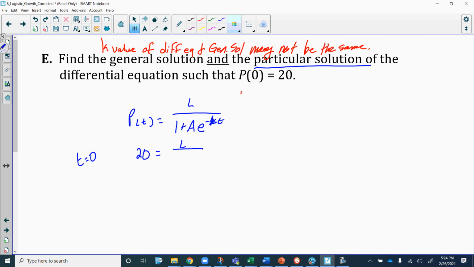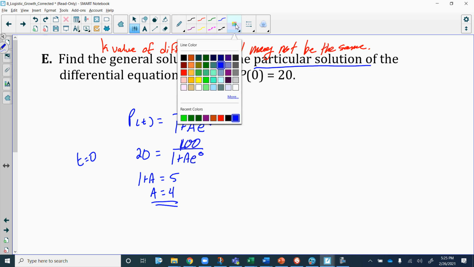We would say, in this case, 100 for the carrying capacity over 1 plus a times e to the 0 power when I substitute 0 for time. And so we're going to wind up with, cross multiplying, 1 plus a to be equal to 5. Subtract the 1 and we get a 4 for a. Great, we got 2 of the variables that we need. Okay, well, how do I find k? So this is how I'm going to find k.